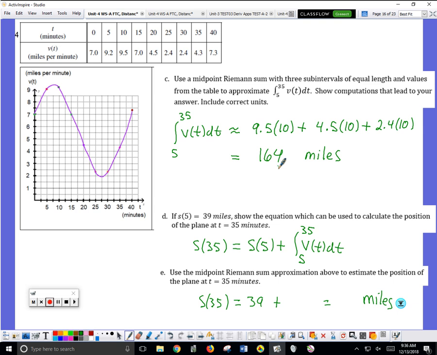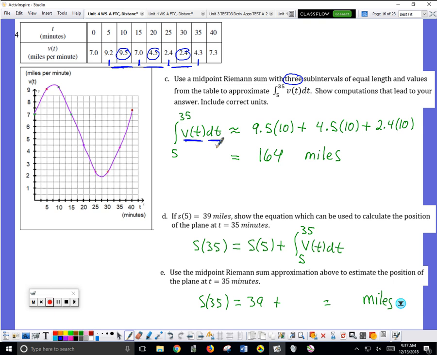So I'm doing the integral from 5 to 35. I'm supposed to use 3 subintervals. Good to there? So midpoint sum means look at the first subinterval and pick the value of the velocity that is in the middle of each subinterval. So that's my V. I multiply by dt, which means the width of the subinterval.